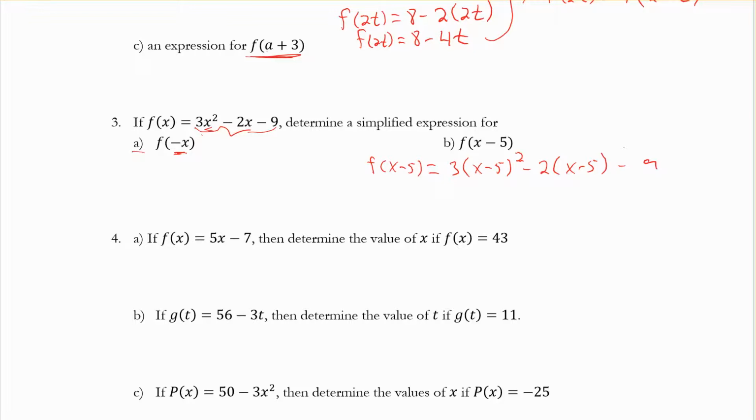So what we got to do, this turns out to be long. Can I just go 3 times x and then 3 times minus 5? No, I cannot. Don't make that mistake. And the reason why I can't is because this is x minus 5 squared, so I got to do that first. This should really be written as 3 times x minus 5 times x minus 5. That's the squared part of it, right? And then minus 2 times x minus 5 minus 9. So I'm going to run out of room here.